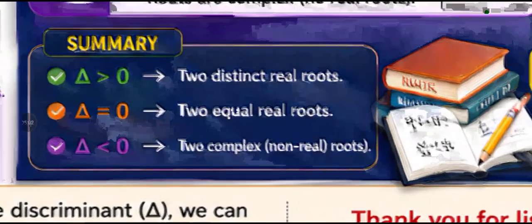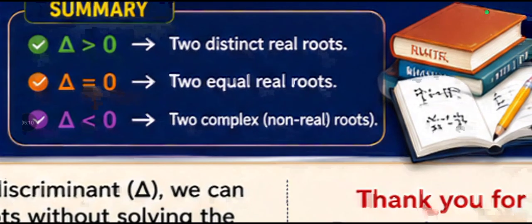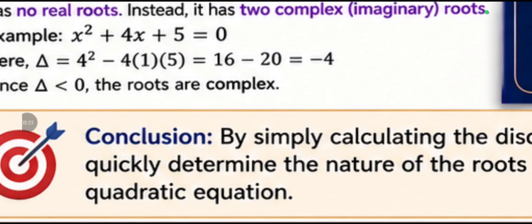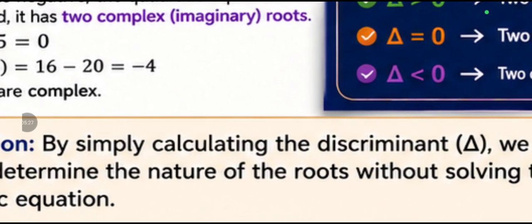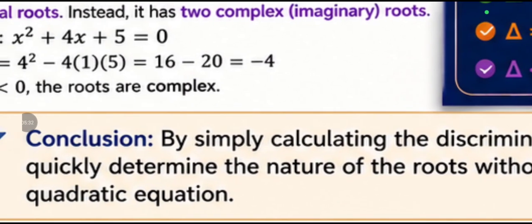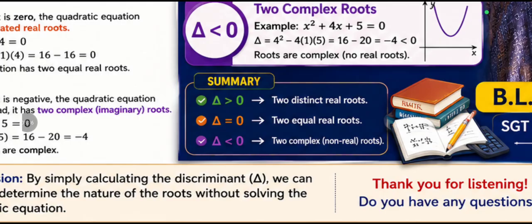So here is the summary. Have a look here, children. If delta is greater than 0, the quadratic equation has two distinct real roots. If delta equals to 0, the equation has two equal real roots. If delta is less than 0, the equation has two complex roots or imaginary roots. Okay. Now the conclusion is by simply calculating the discriminant, we can quickly determine the nature of the roots without solving the quadratic equation. Okay, this is the nature of roots topic.